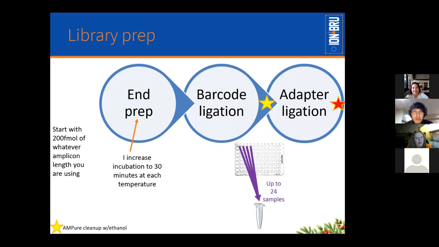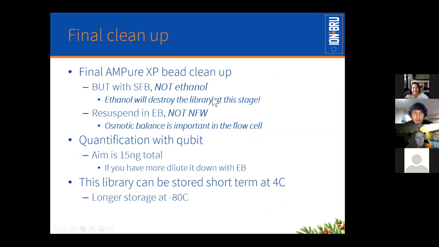But once you've pooled however many you want to pool, you've got your adapter ligation as described in the protocol. And then you've got another ampule cleanup, but it's a little bit different. You need to make sure you do not use ethanol. If you use ethanol at this point, your library is dead because you have your motor proteins in there and the ethanol will destroy them. And you also want to make sure you resuspend in the elution buffer and not water.